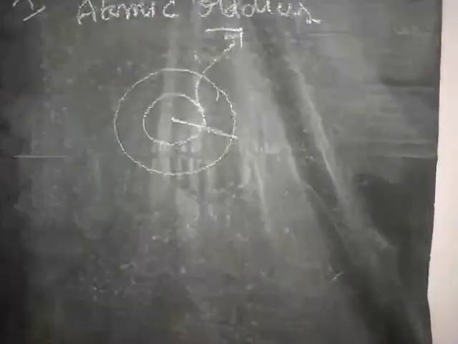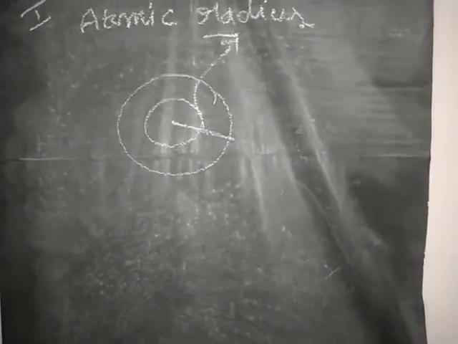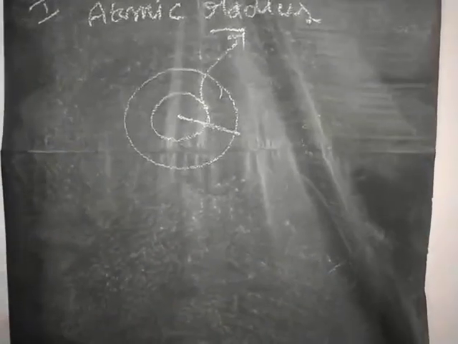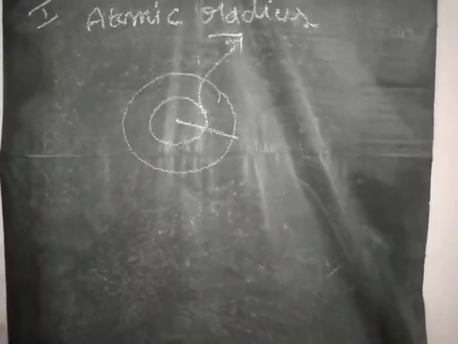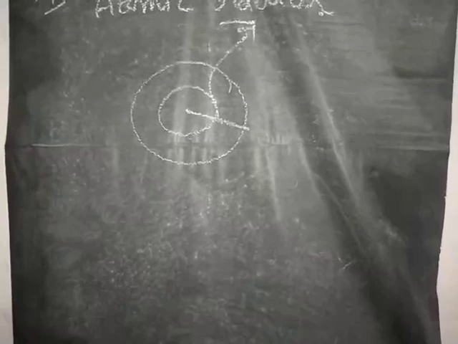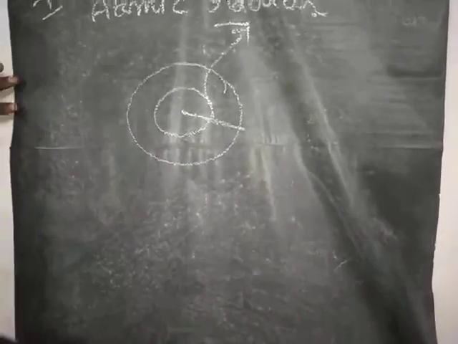The direct method is not applicable to find out the atomic radius. Why? Because the isolated atom is not stable. Either the atom in the combined state or in the molecule form, we can measure the atomic radius. Atomic radius can be classified into two types: one is covalent radius, another one is metallic radius.